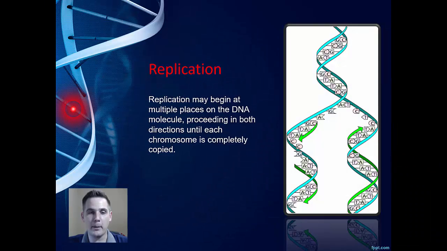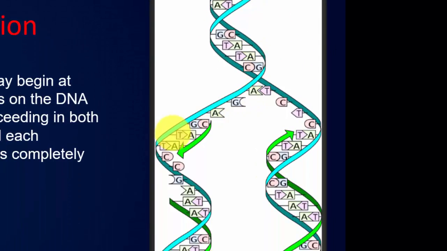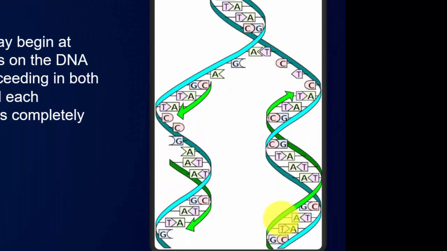And replication can begin at multiple places along the DNA molecule. There's many different places it can start. There's no one place where it always has to start, proceeding in both directions until each chromosome is completely copied. So up here you see a complete chromosome being unzipped and two new strands coming up to meet it to make two new sets of chromosomes, two new sets of genes.